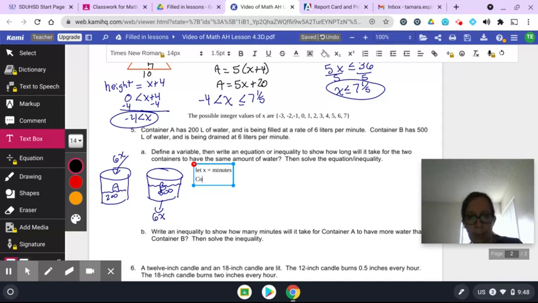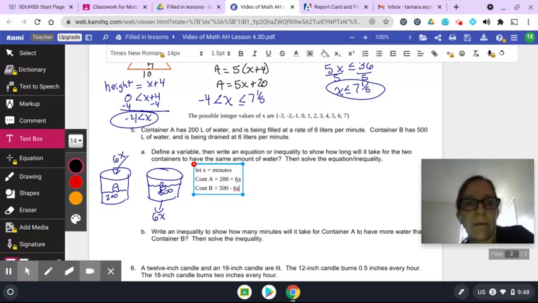Okay, container A. It starts at 200 and it's being filled, so we're adding at 6 per minute, 6x. And then container B, it starts at 500, but we're draining, so we're subtracting at 6x.